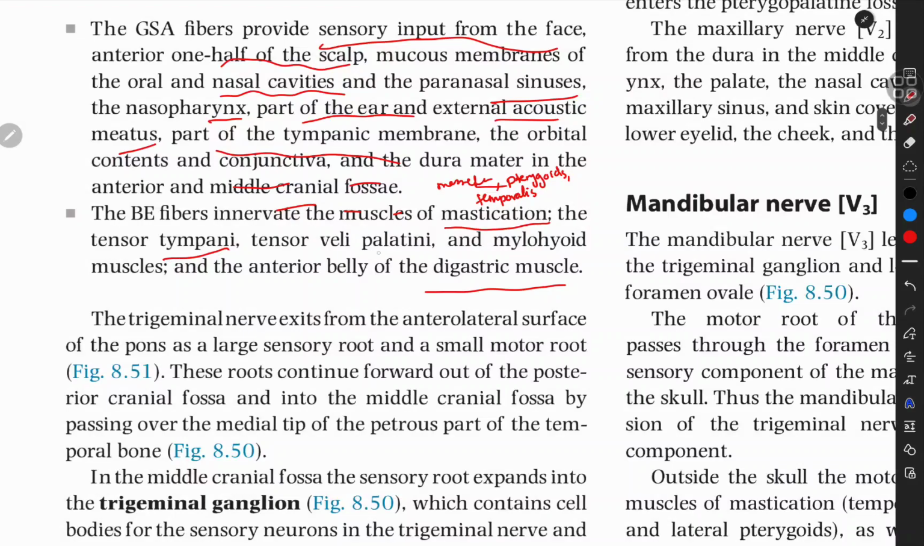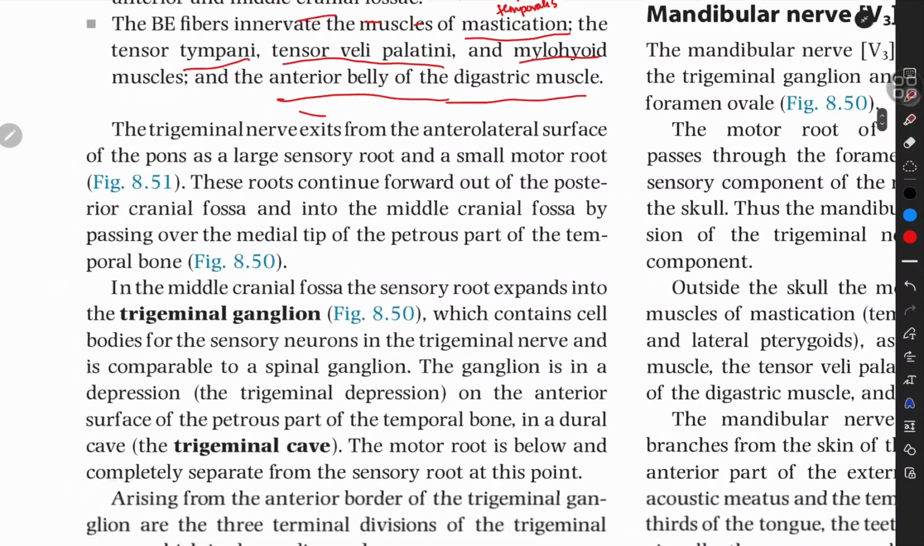Tensor tympani, tensor veli palatini. We will see both of these, I think, in the infratemporal fossa or the pterygopalatine fossa. And the mylohyoid muscle, which forms the floor of the oral cavity, and the anterior belly of the digastric muscle.